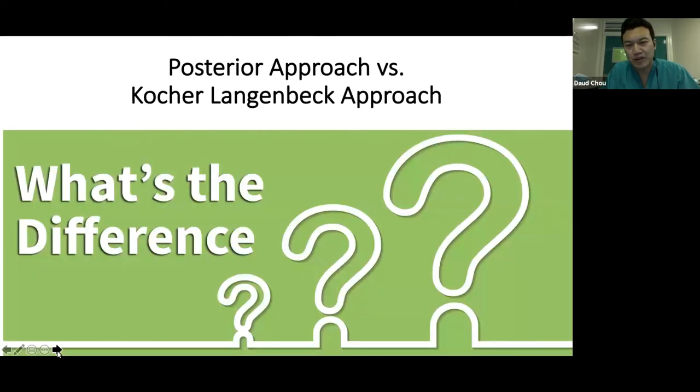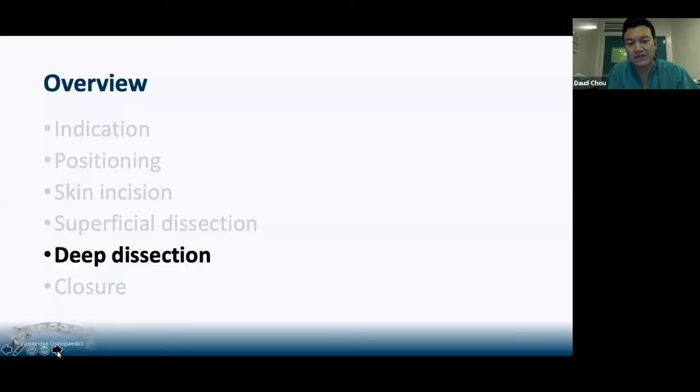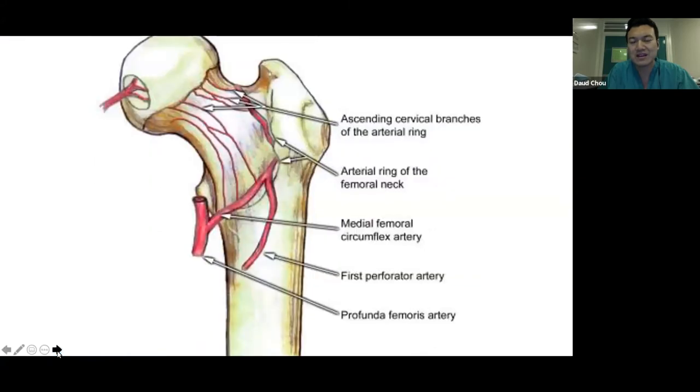So at this point, you're thinking, "Hang on a second, this is pretty much like the posterior approach to the hip. So what's the difference? Why is the Kocher Langenbeck any different to the posterior approach?" Well, the difference lies in the deep dissection of this approach. And the fundamental reason for the Kocher Langenbeck approach is to preserve the blood supply to the femoral head. And as you know, this is predominantly, or in a large part, supplied by the medial femoral circumflex artery.